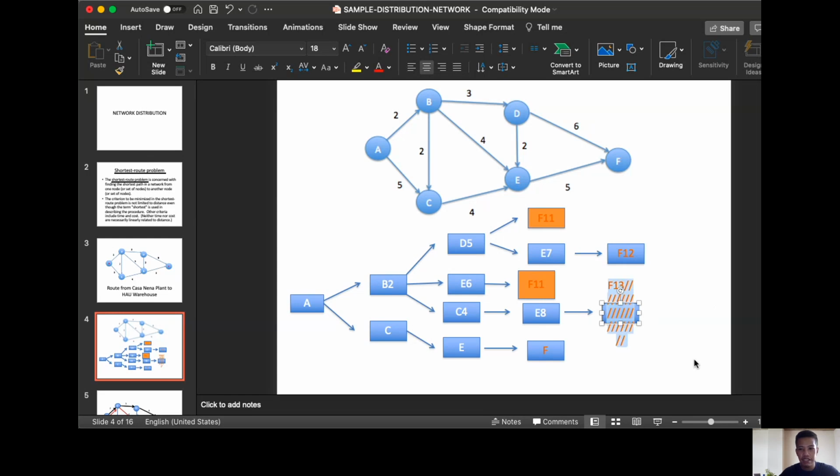So now, let's take a look at the route of C. From A to C, that's 5. From C, you can go to E. 5 plus 4, this is 9. And then 9 plus 5, this is 14.